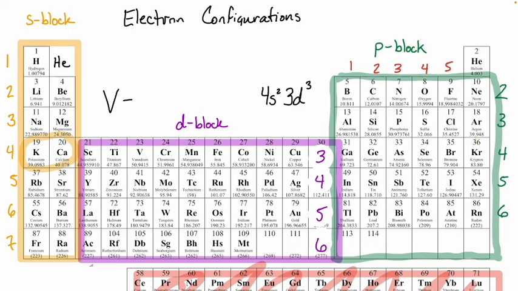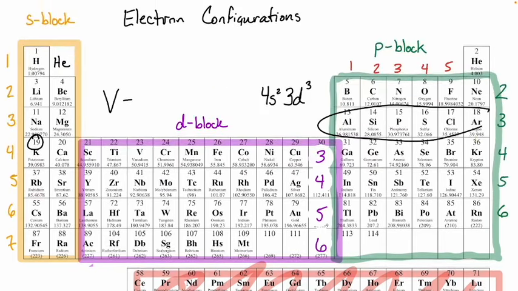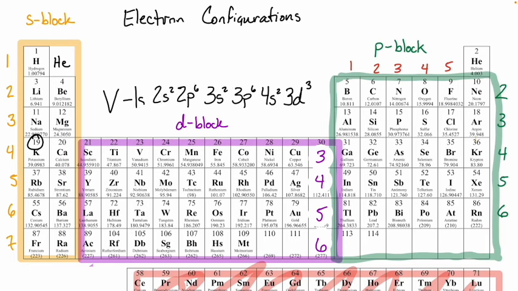Then I'm going to go to the next one. What's in front of my 4s orbital? That's my 3p, looking at element 19 and then finding element 18. So 3p6 in front of that, 3s2, 2p6, 2s2, and then finally that 1s.